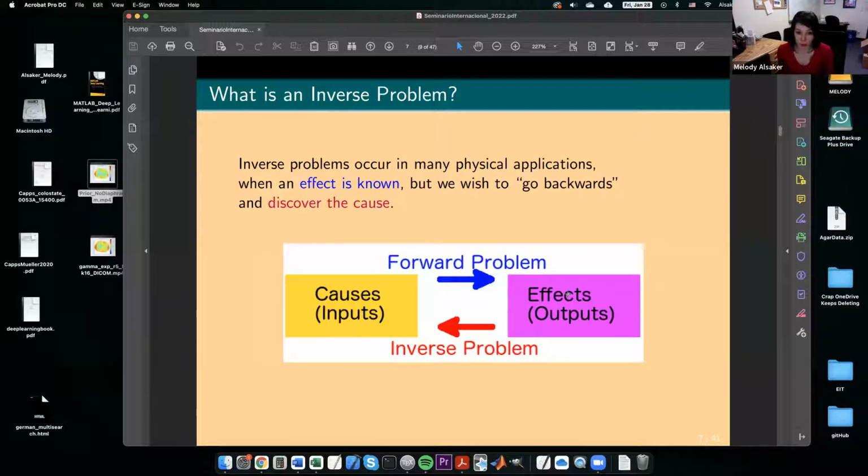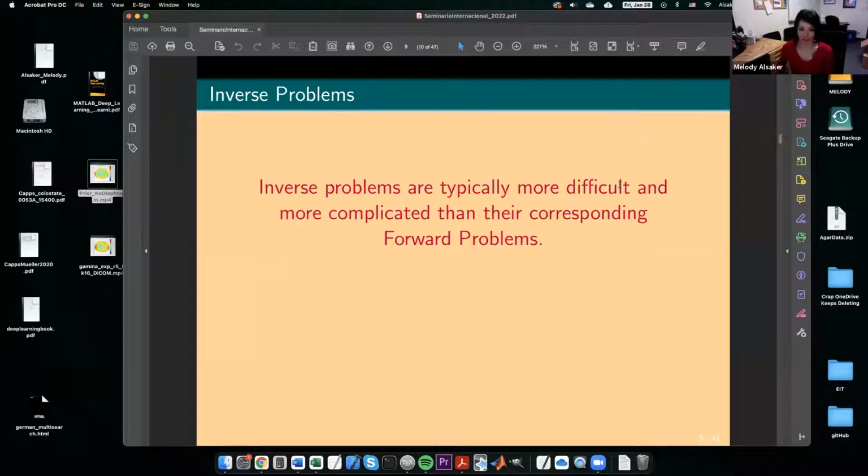And so inverse problems occur in many, many physical applications, and this is always when an effect is known, but we wish to go backwards, follow the paper trail backwards and discover the cause of that effect that we're observing. And they're almost always more difficult than the corresponding forward problem. The forward problem would be if we knew the inputs and we knew the process and we just want to figure out what the output is.